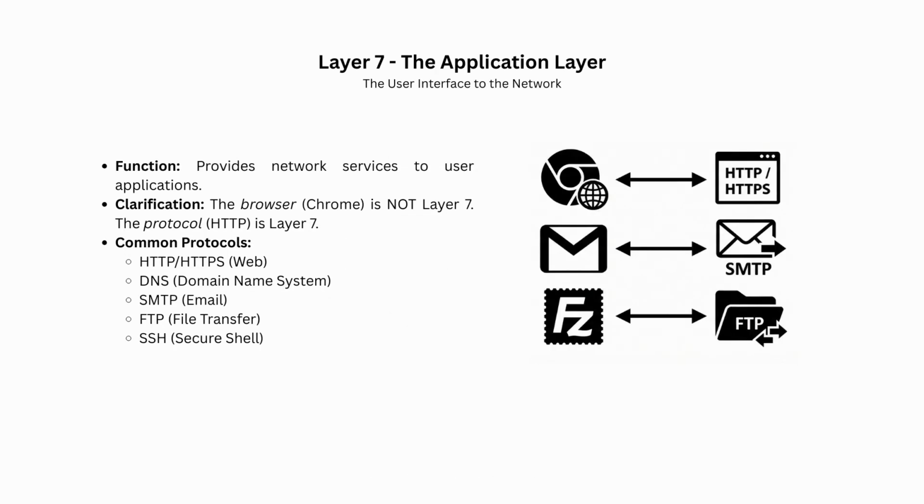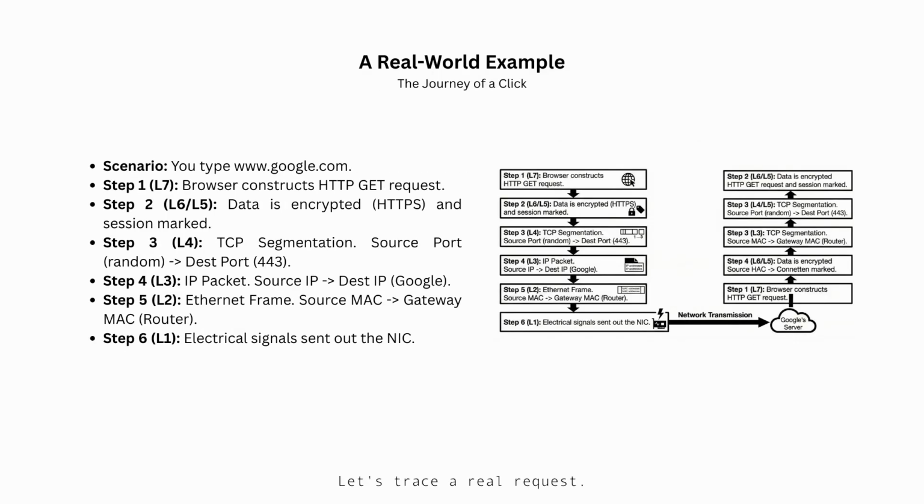We made it to the top. Layer 7, the application layer. This is the closest to you, but be careful. Your browser, like Chrome, isn't Layer 7. Chrome is a software application, and that uses Layer 7 protocols like HTTP to talk to the network. The layer is responsible for actual requests like get me this web page, send this email, or resolve this domain name, like DNS.